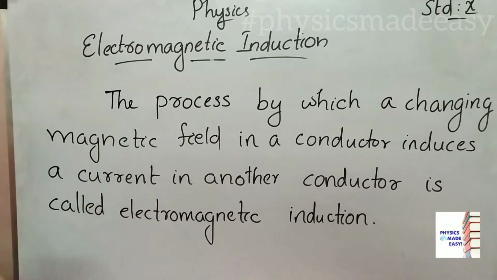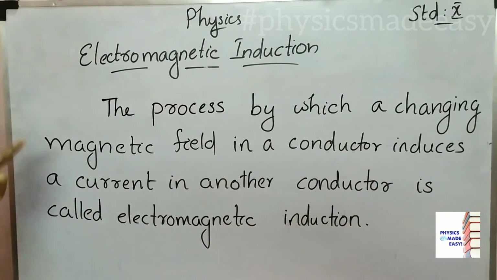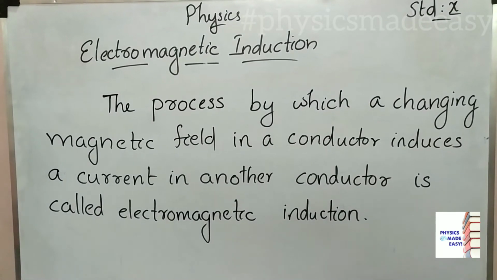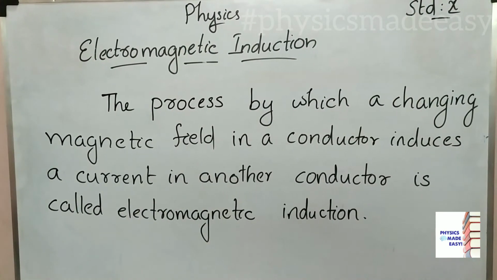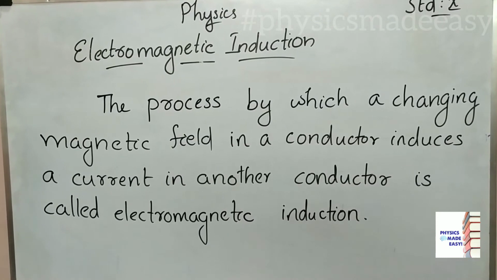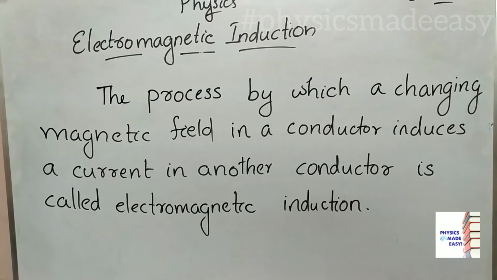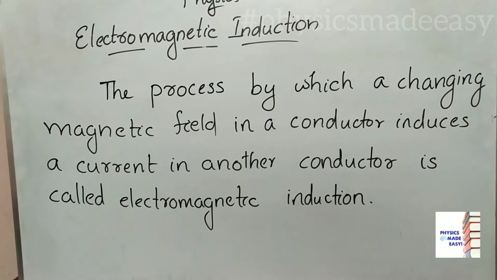The process by which a changing magnetic field in a conductor induces a current in another conductor is called electromagnetic induction. Children, this is the working principle of our electric generator.